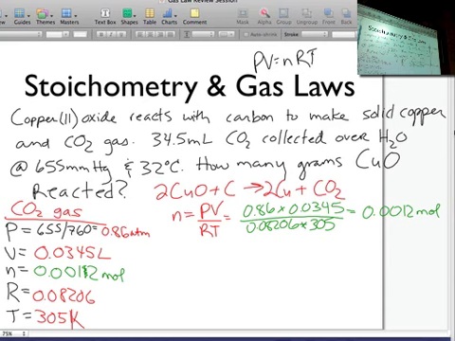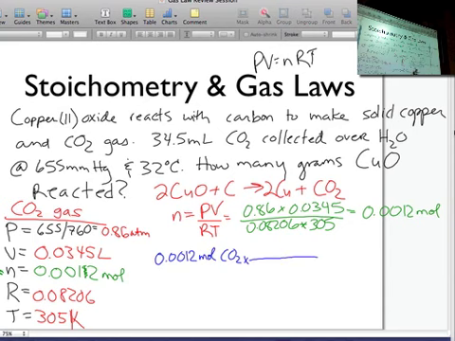So I'm trying to find grams of copper oxide, but in terms of grams and moles, what do I know? What's the only thing I know right now? That's how many moles of CO2. So I'm going to plug that in. Alright, different color. Moles of CO2. I know moles of CO2.